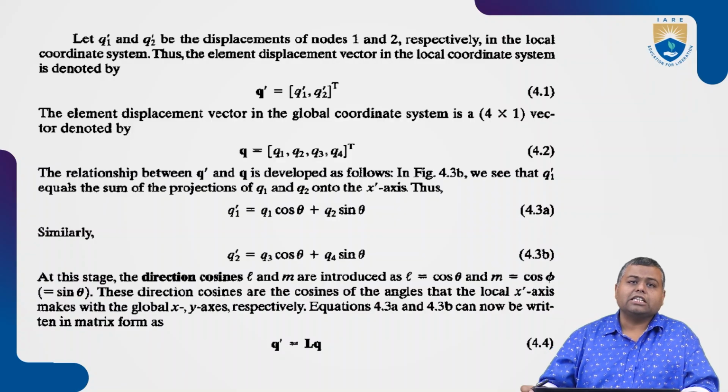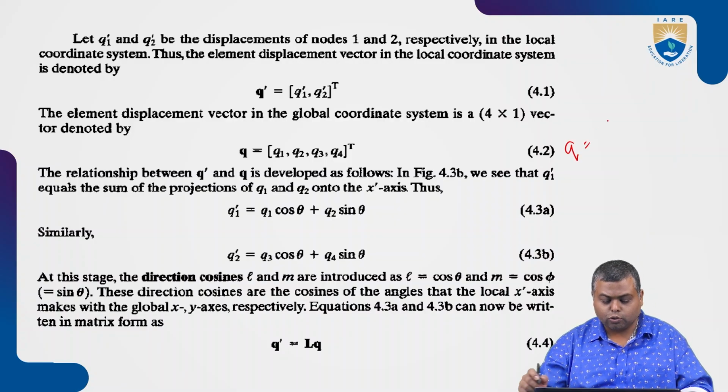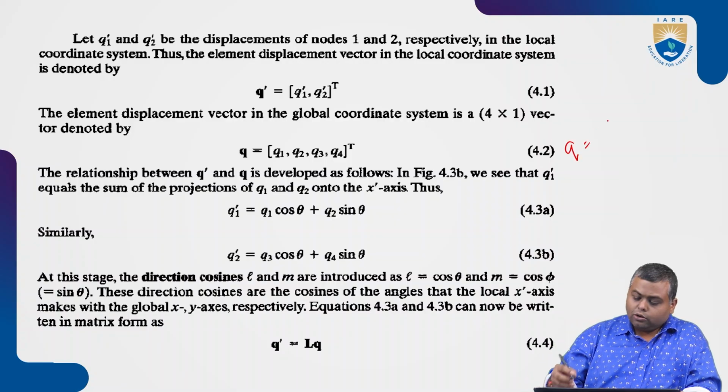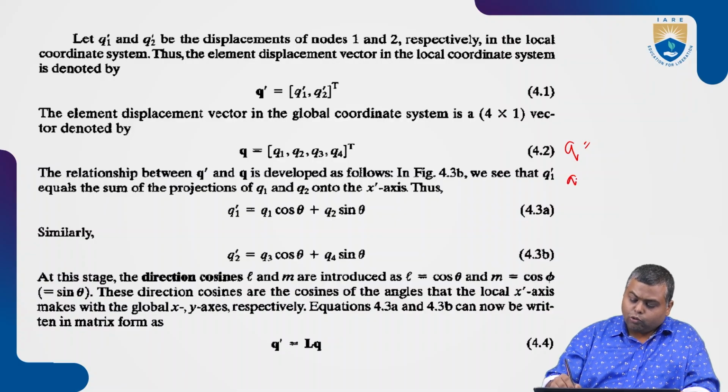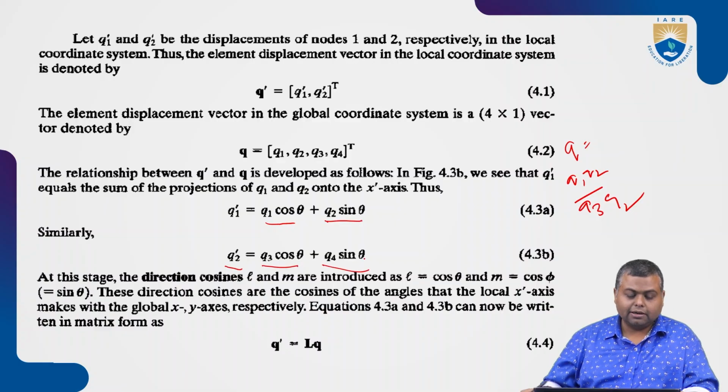If I further expand this, the displacement vector can be written as Q is equal to Q1, Q2, Q3 and Q4. At node 1, we have Q1 and Q2. At node 2, we have Q3 and Q4. Thereby, the relation can be given as Q1 dash is equal to Q1 cos theta plus Q2 sin theta. Similarly, Q2 dash is Q3 cos theta plus Q4 sin theta.